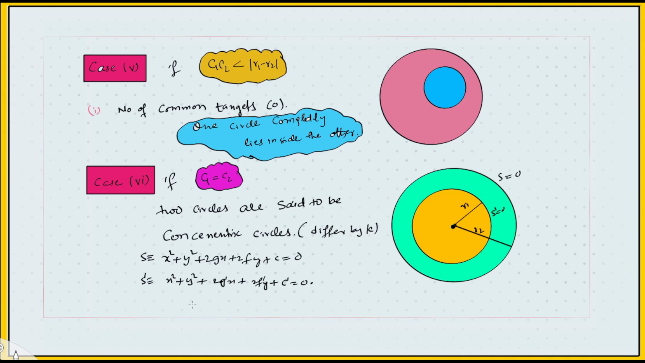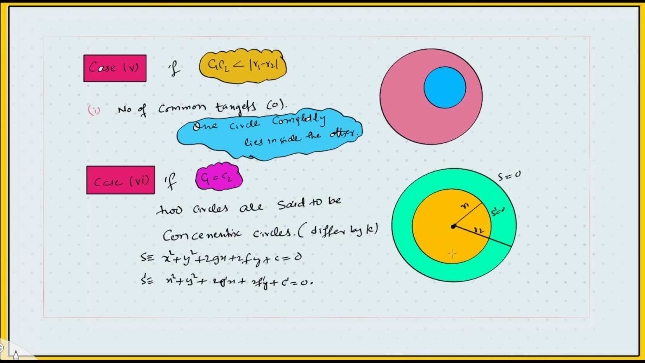Next, the sixth condition is if C1 equals C2. C1 is the center of the first circle, C2 is the center of the second circle. If C1 equals C2, the two circles are said to be concentric circles. Concentric circles differ by a constant K, having the same center and different radii. So the radius depends on the constant value K. Therefore, two or more such circles are said to be concentric circles.